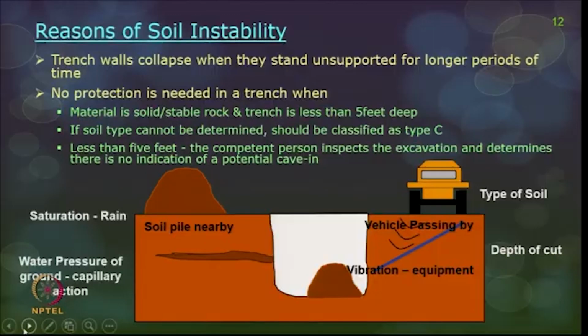The next is your type of soil. Suppose you have not identified the proper soil type and you have chosen a wrong protective measure for safeguarding against side collapse, then obviously it is not going to be a preventive measure at all. Say you identify the soil type as C, or you identify the soil type as A, and you have chosen a measure meant for a different one, then it is not going to safeguard. So obviously you are going to have an accident there.